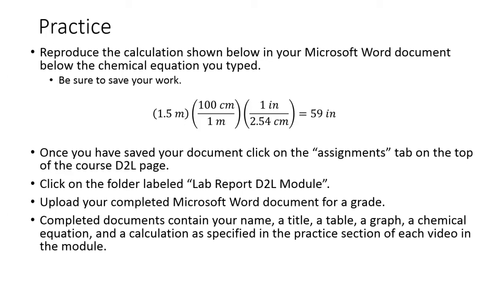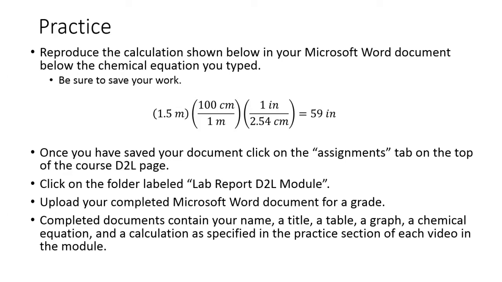Once you have saved your work, you have successfully completed all of the elements necessary for the D2L lab report module. You now have to upload your finished Microsoft Word document. To do that, go to the course D2L page. Click on the Assignment tab at the top of the page. Click on the folder labeled Lab Report D2L Module, and then upload your completed Microsoft Word document. In other words, it is important that you know where you saved that document.